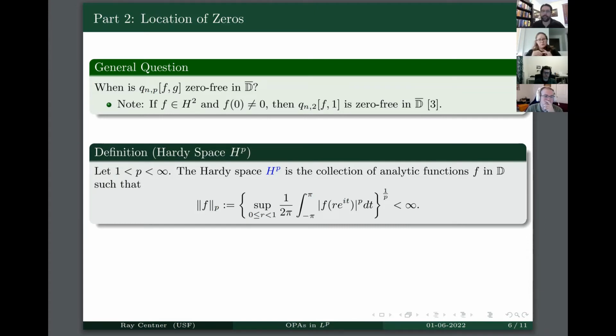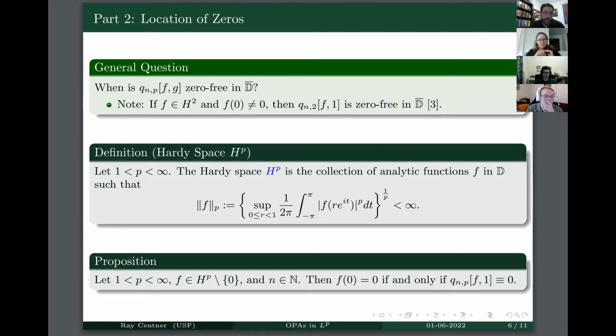So the first thing that is concerning to me is why F does not vanish at the origin. Why is that a condition in the original statement? Is that something that we need to hold on to when we try to generalize? The answer is yes, you do need that condition. For any P, for any F in HP and any integer n, if your function happened to vanish at the origin, then that would guarantee the OPA is identically 0. So obviously that's not zero free in the closed disk. So we do need that condition.